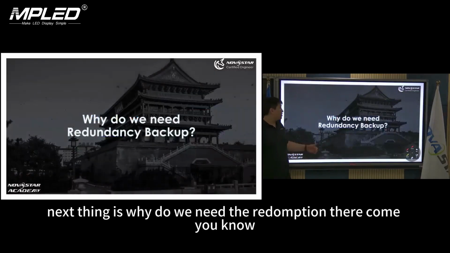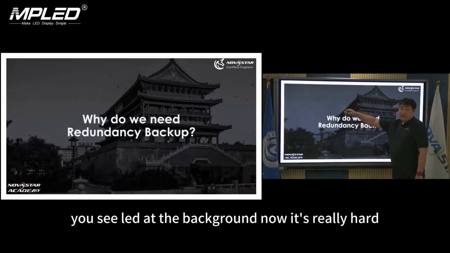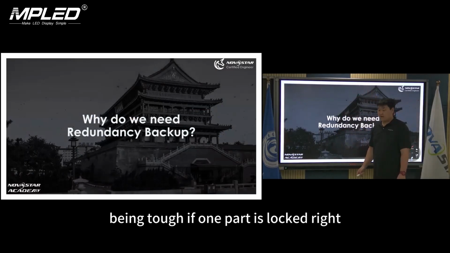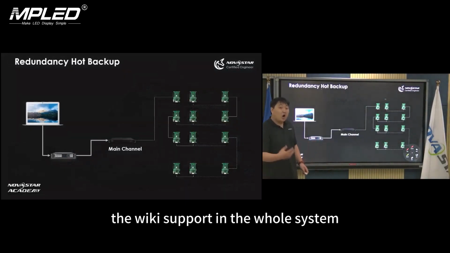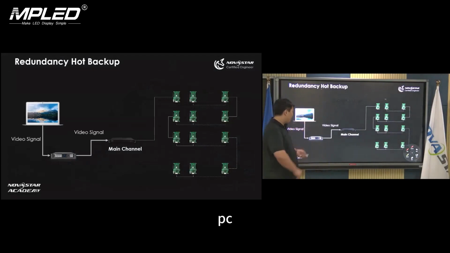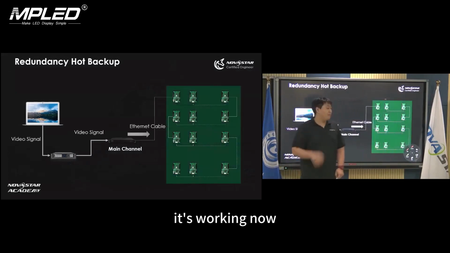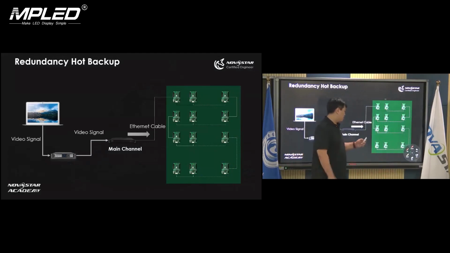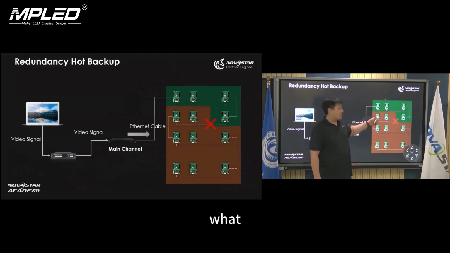All right. The next thing is, why do we need redundancy backup? If the LED is in the background, it's really hard, it's tough if one part is slack, right? Let's say the weakest part in the whole system could be the Ethernet cable. The PC, the video processor, and everything is working properly, and the screen is working. But the weakest part in the whole system is the cable. Once it's broken, you get a blank screen.